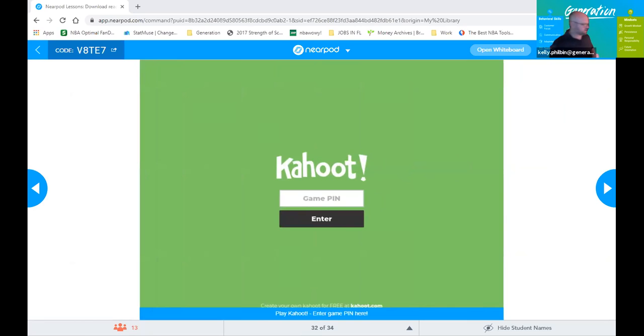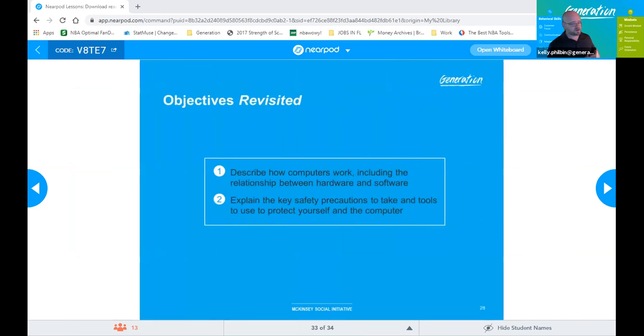All right, I think we are close to the end here. By now, you should be able to describe in a very basic sense how computers work. They take in information, process it, and then send it out through an output. Understand the difference between hardware, software, and firmware, and explain the key safety precautions to take, as well as a basic understanding of the tools that you use in the profession and how to protect yourself and the computer.